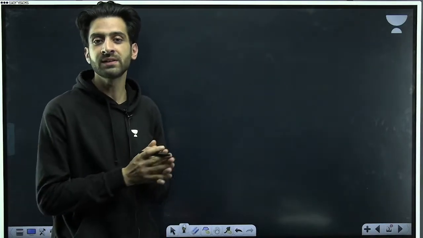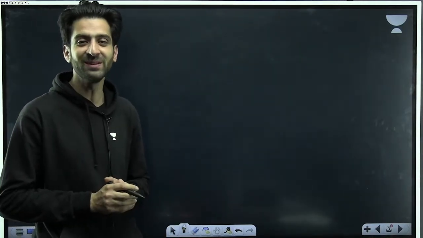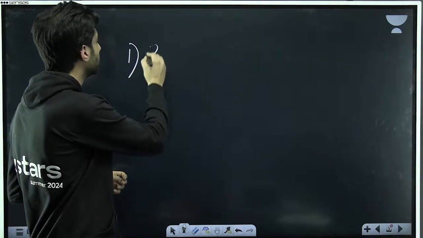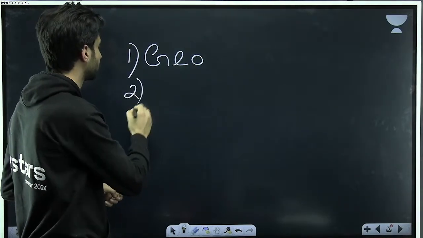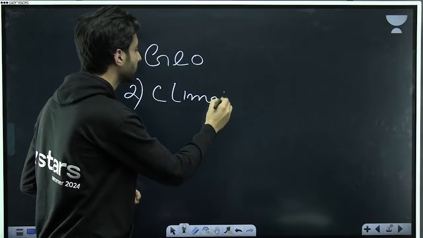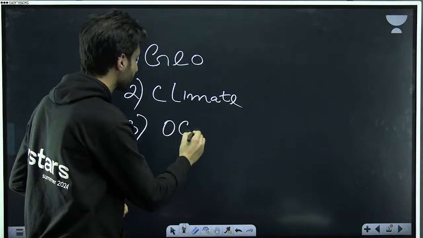I have divided the series of physical geography into three parts. First one is geomorphology. Second one will be climatology. And third one will be oceanography. Okay?